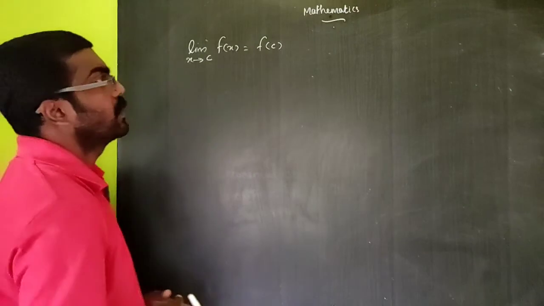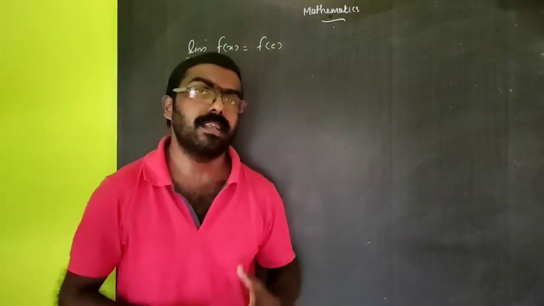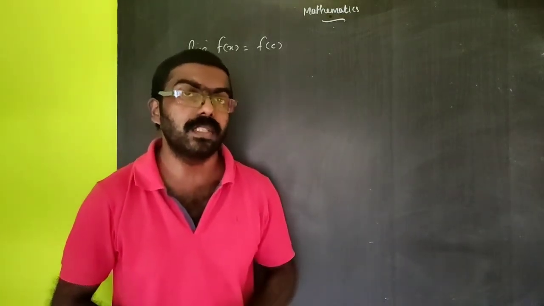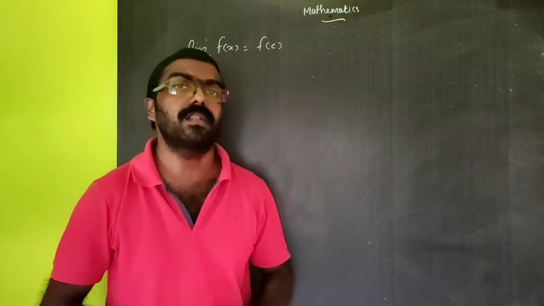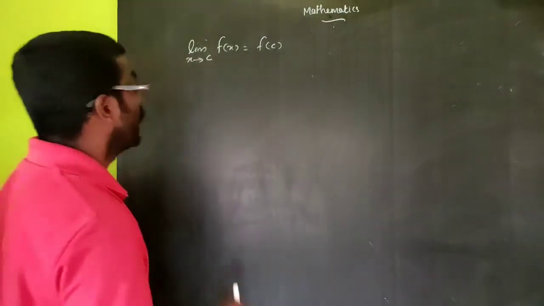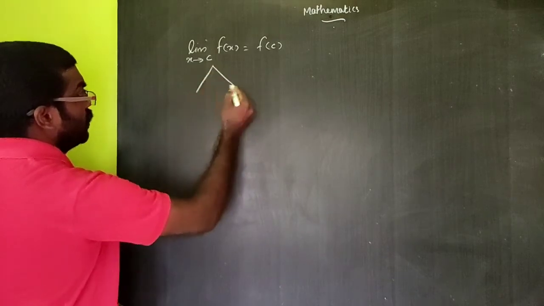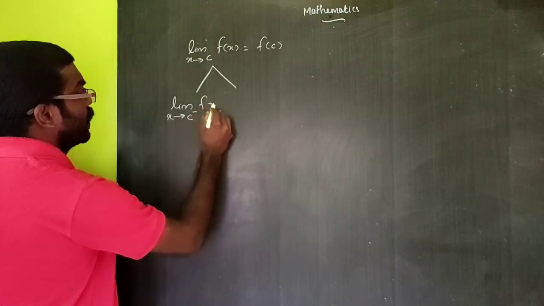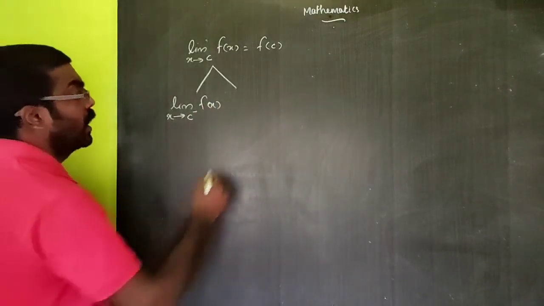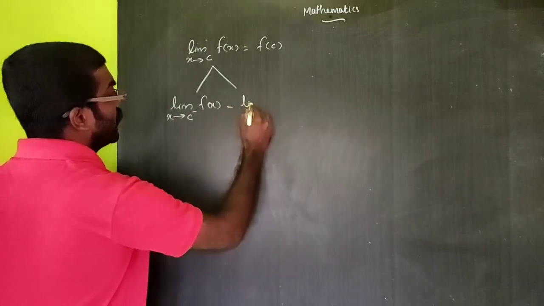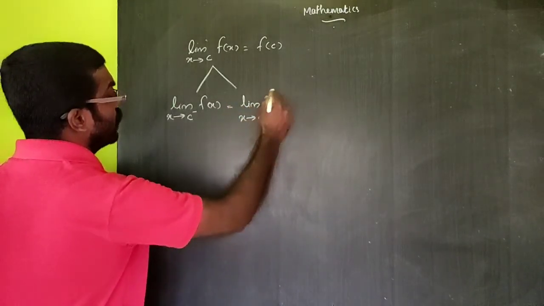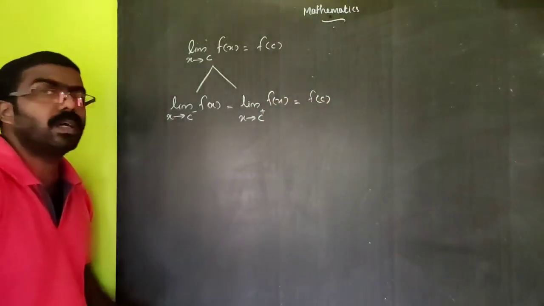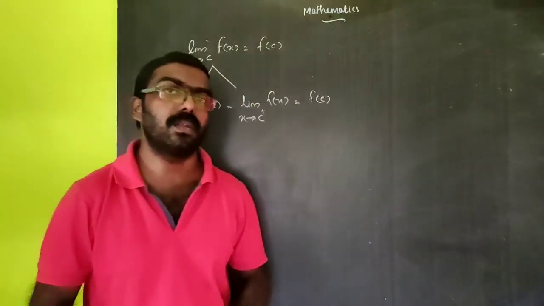More elaborately, we can say if the left hand limit, the right hand limit and the value of the function at x equal to c exist and are equal to each other, then the function is said to be continuous. So we can split this limit as left hand limit, limit x tends to c minus f of x, LHL, which is equal to right hand limit, x tends to c plus f of x, which is equal to f of c. Then we can conclude the function is continuous at x equal to c.